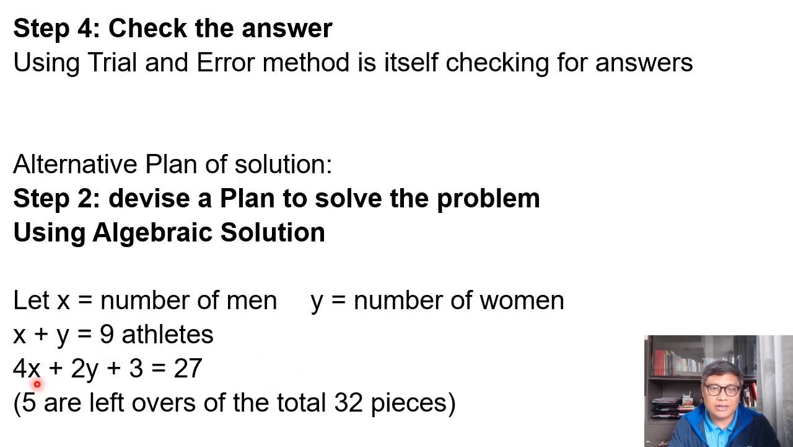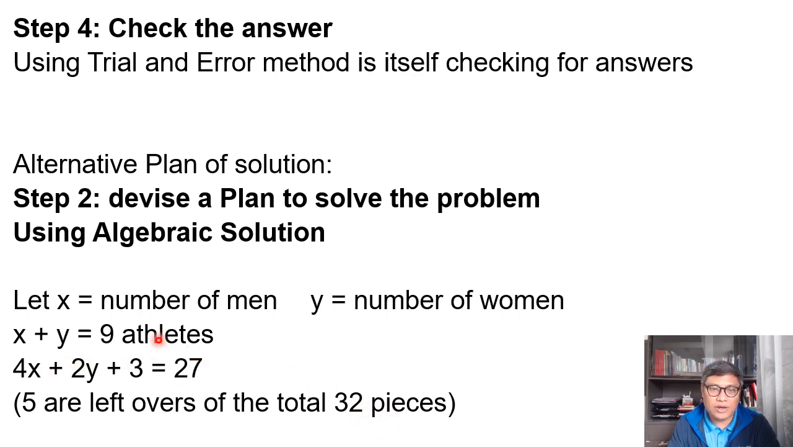And each man can consume 4 slices of pizza, and each woman can consume 2 slices of pizza, plus 3 here, referring now to the coach, should equal 27 slices all in all, because there are 5 leftovers of the total 32 pieces. Remember, class, that one pizza has 8 slices and they ordered 4 pizzas, so 8 times 4 is 32.